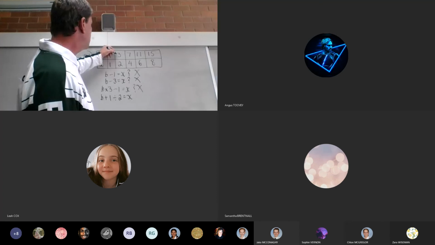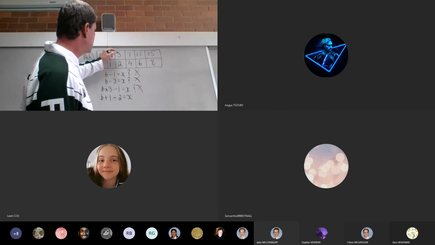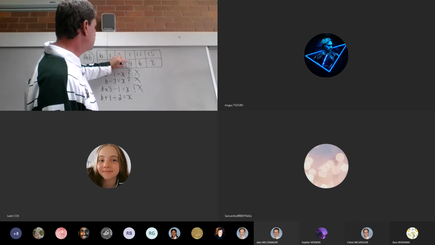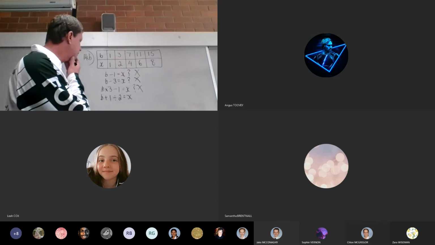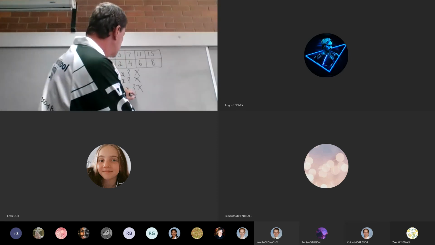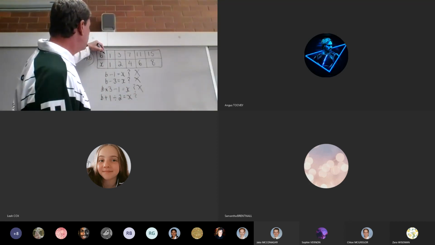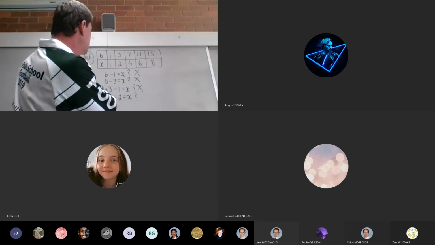So B plus 1 is 4, divided by 2 is 2. So it works there. B plus 1 is 8, divided by 2 is 4. Oh, I might be onto something here. Okay, so let's just have a look. Now I'm going to substitute a value of B into here.